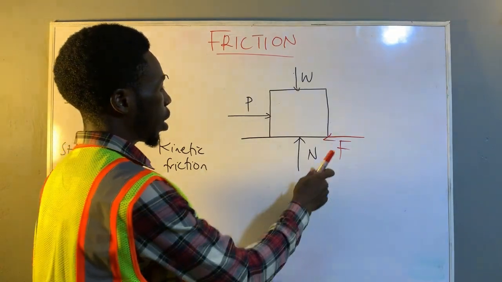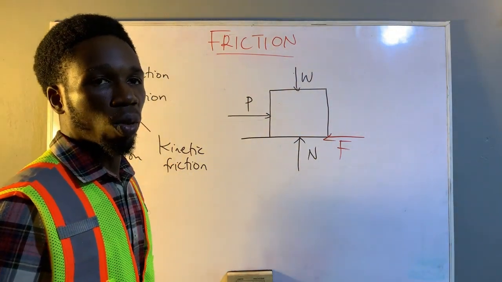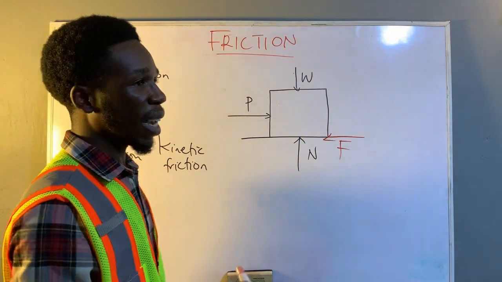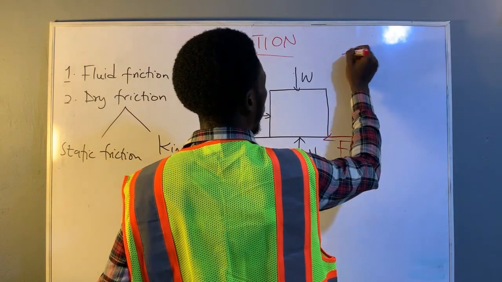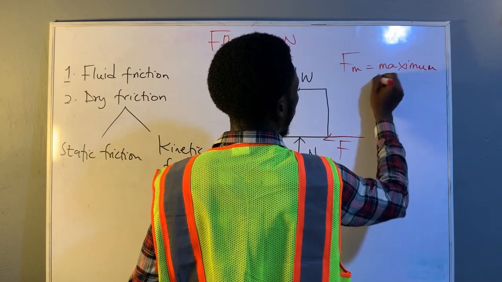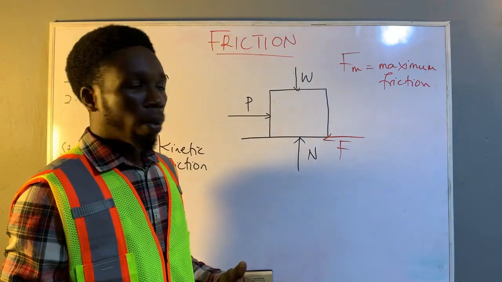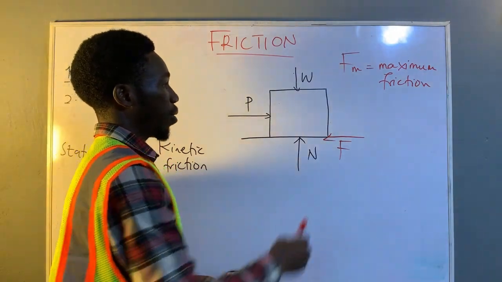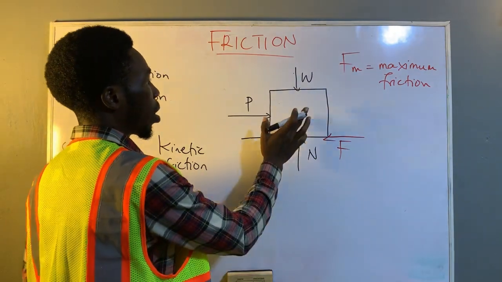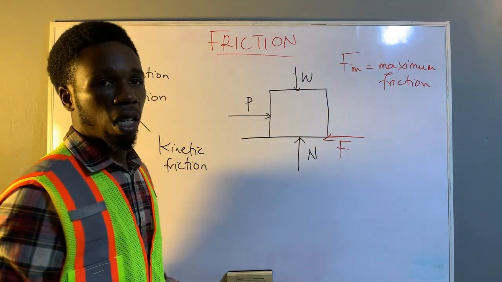Okay, and one thing about this friction force is that it increases as P increases, but it has a limit. So as P increases, F will also be increasing, but F has a limit, and that limit is known as the maximum friction. That's the limit for F, which is the highest magnitude the friction force can have. What is actually happening is that when the body is at rest, if you apply P, F will also increase proportionally.